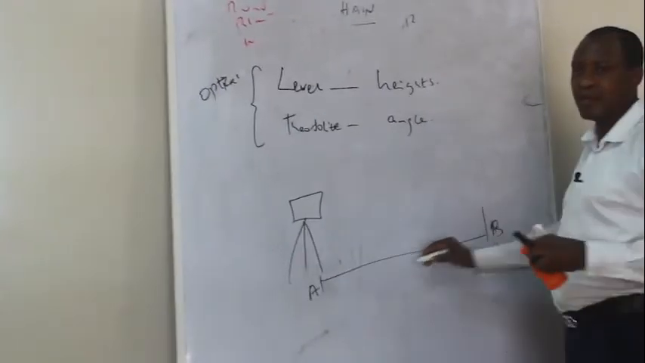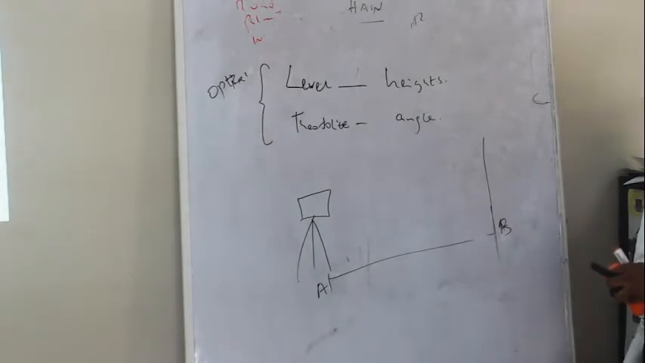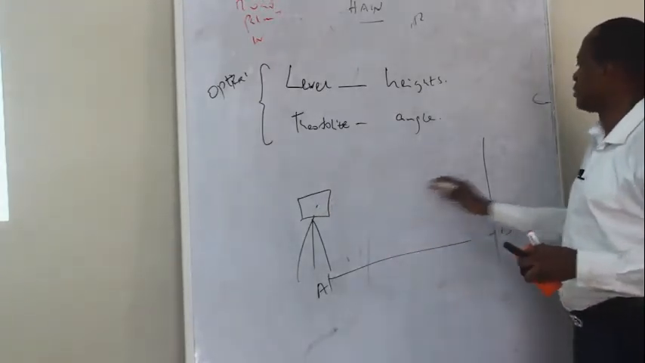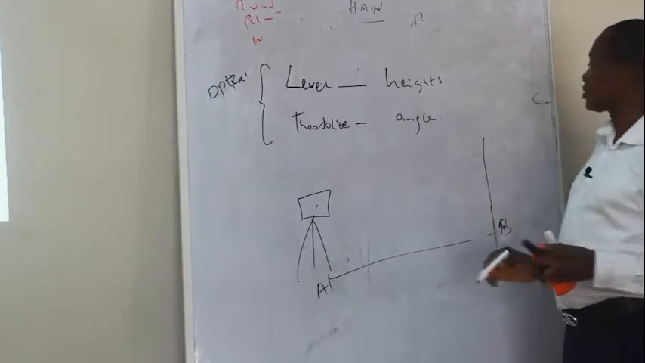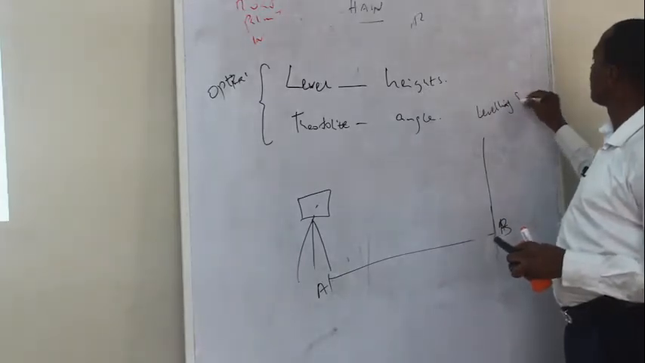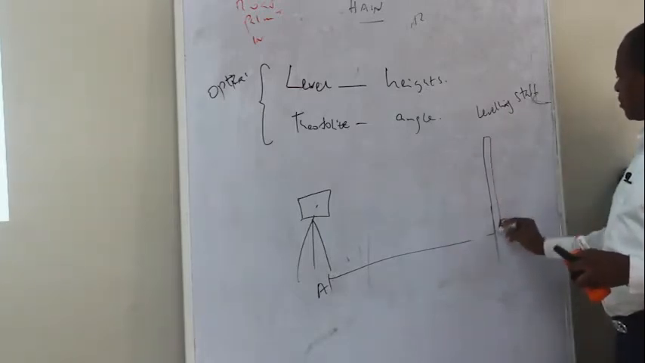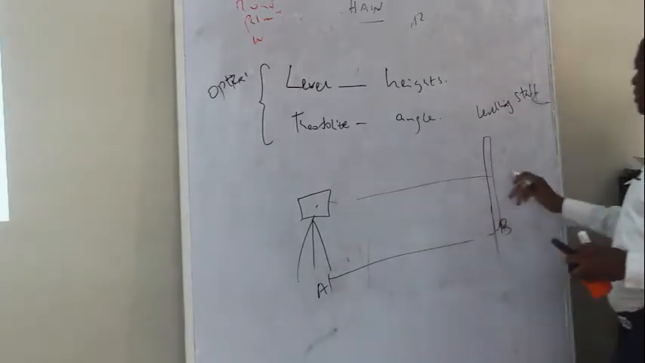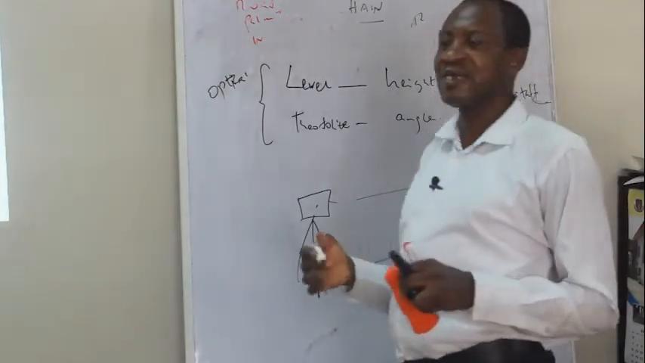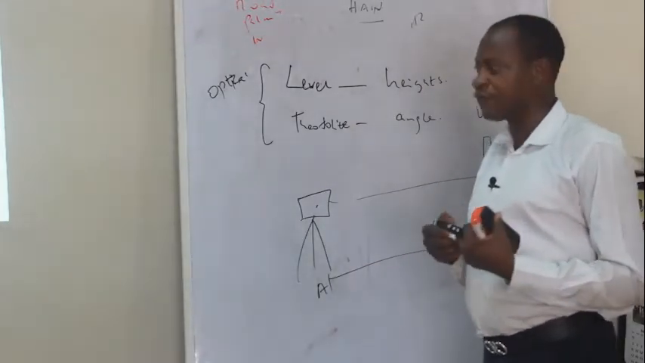You want to measure the distance from A to B. Instead of stretching a tape along the line on the floor, you can place something here which the theodolite or level can read. What we normally make use of is a leveling staff, for example. When you place the leveling staff here, we can take some readings there. Those readings we can now use to mathematically determine the distance from here to here. You are going to learn more of that later.